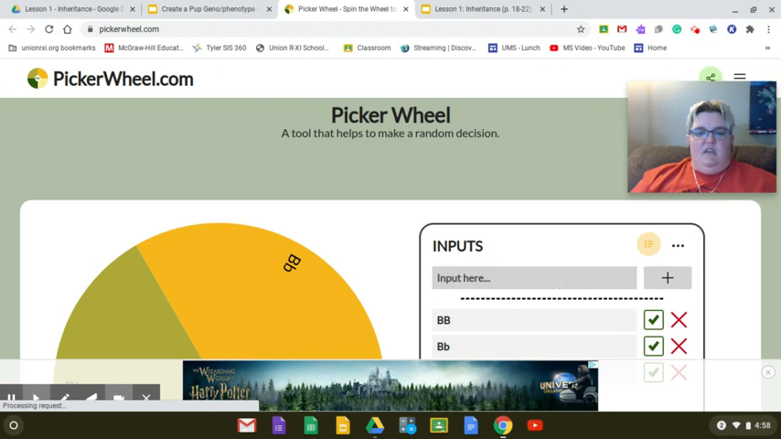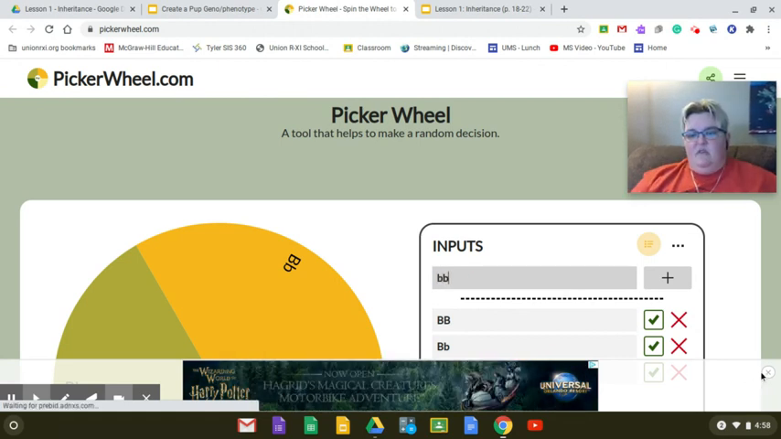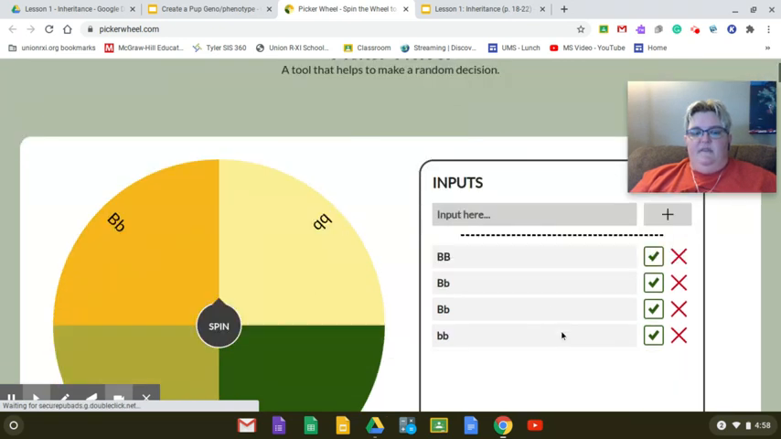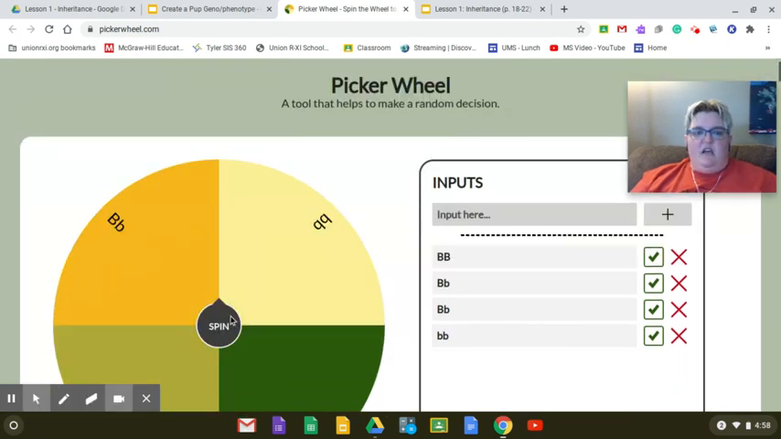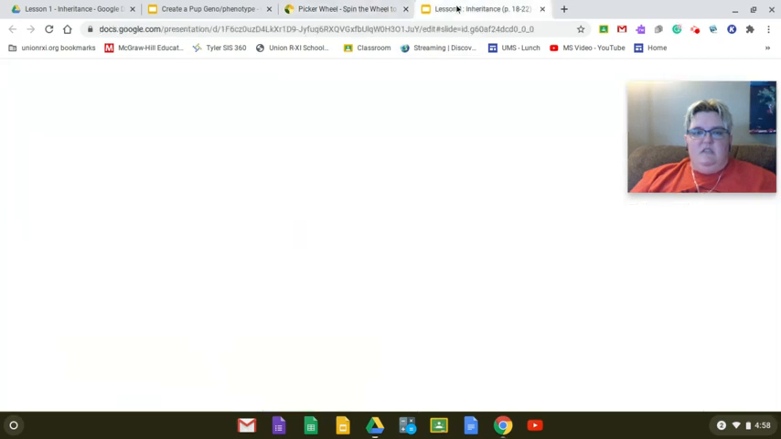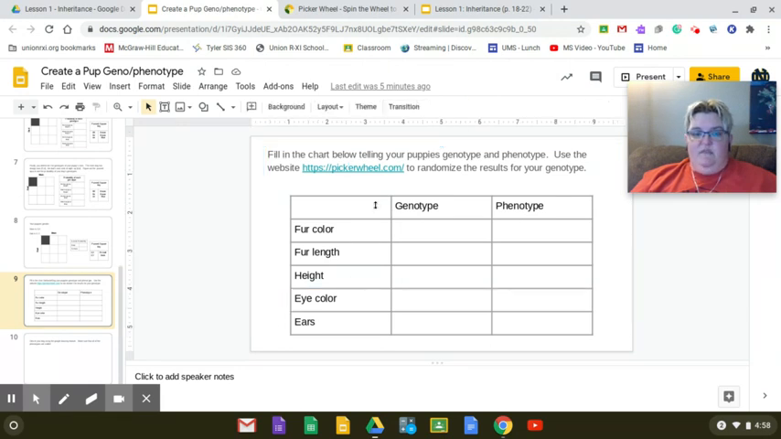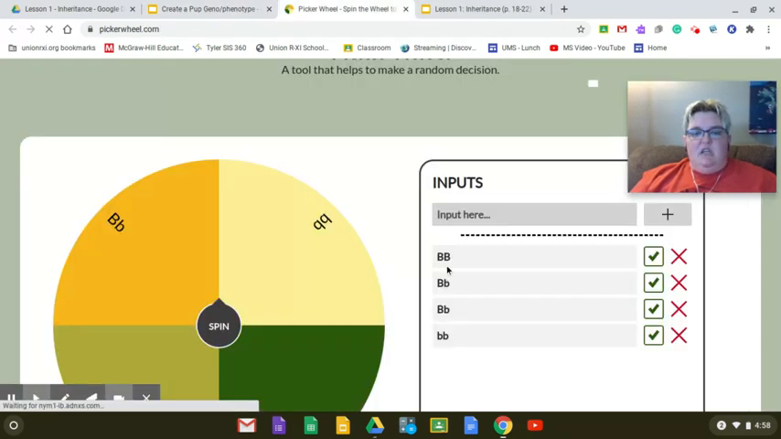Okay. And then I had one that was little b, little b. All right. So then I want to know what my pup is going to be, what fur color. Okay. So to make it random, we're going to use that picker wheel. And I simply hit spin once.